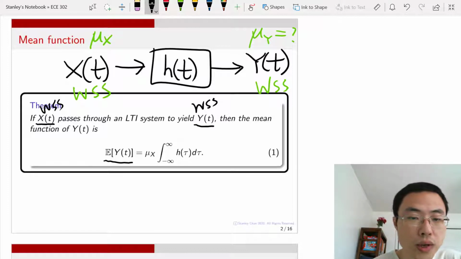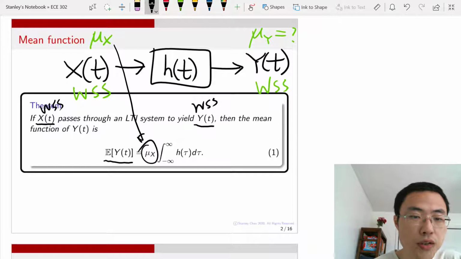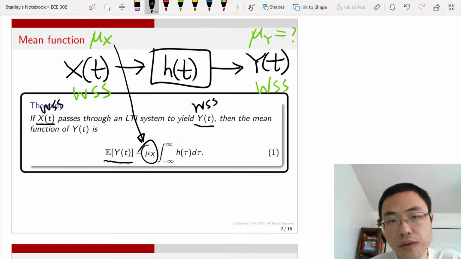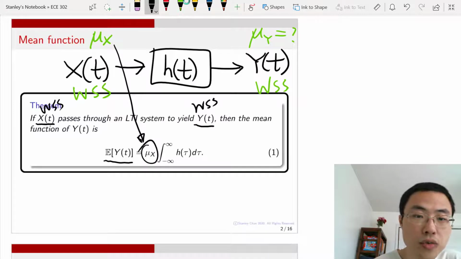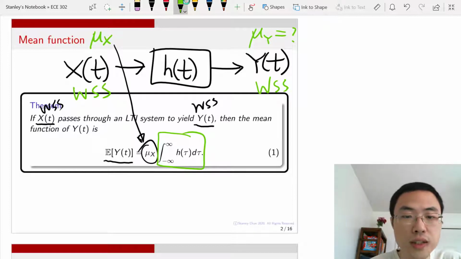And then on the right-hand side, you have a product of two terms. The first term is the constant, the input's mean value. It is a constant because x is wide-sense stationary. The second term in this equation is this integral. It is the integration of the impulse response going from minus infinity to plus infinity. Or in other words, you just calculate the average of this impulse response.